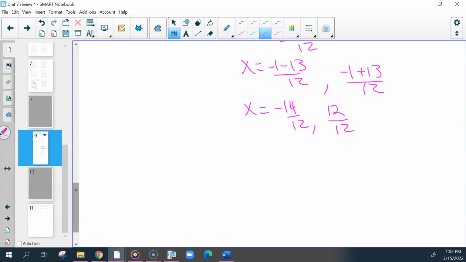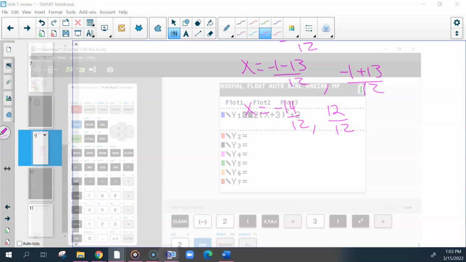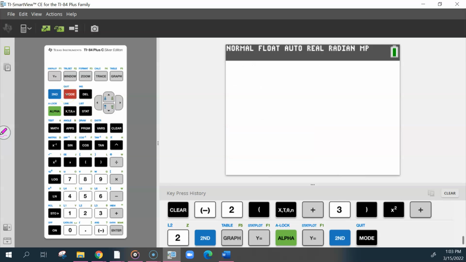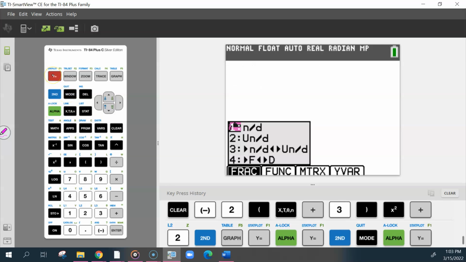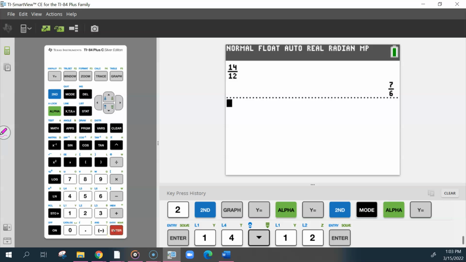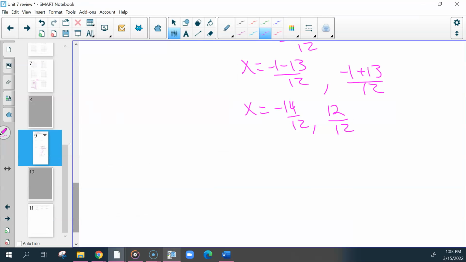If you're not sure, you can put this fraction in your calculator, negative 14 over 12, and reduce it. So if I go alpha y equals, and I put in 14/12, it will simplify that for me. You could also do it by hand if you wanted to make sure. X would equal negative 7/6, and 12 over 12 is 1. And you would put that in solution.